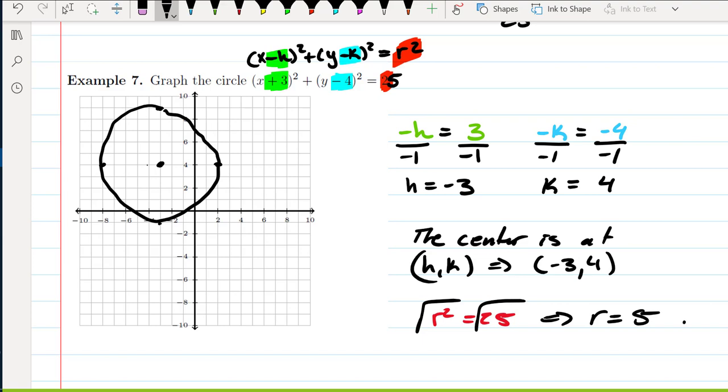So just to recap, the key thing we have to be careful with is those minus signs in the formula, right? The minus signs in the formula tell us what the opposite of h is and the opposite of k is. So it's a real common error to assume h is positive 3 and k is negative 4, but it's actually the opposites of each of those.